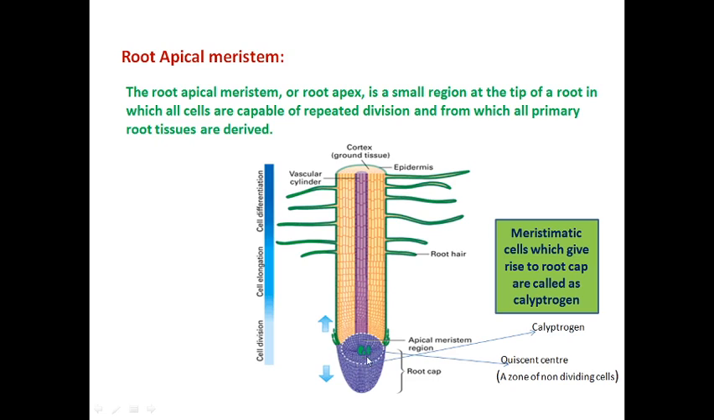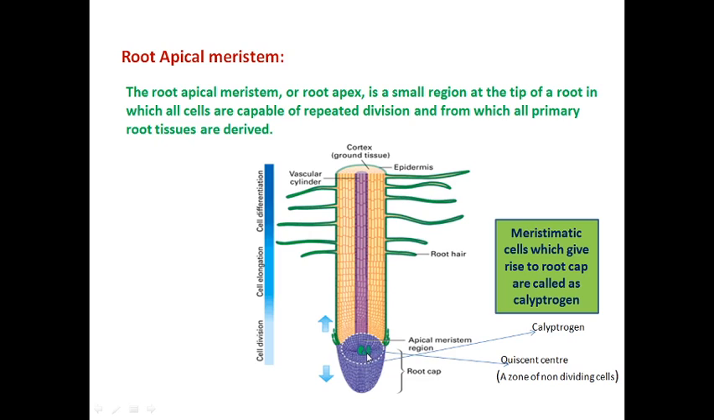And the cells in this tip of the root are capable of dividing. The cells in purple here, in this white circle, are capable of division, and they are the cells of the root apical meristem. And here, some cells I have shown in green.